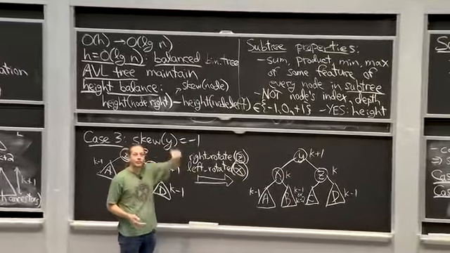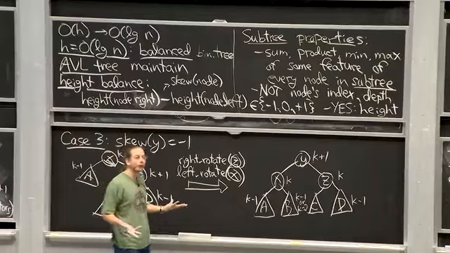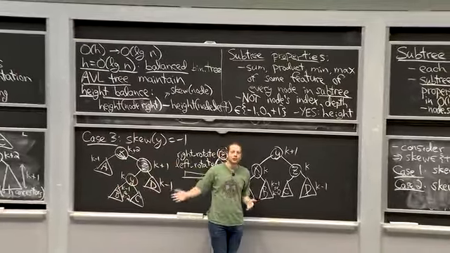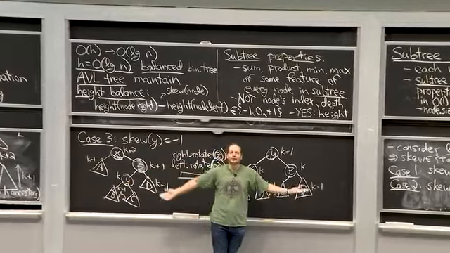And after order h operations, we will have restored the height balance property, which means all the way through h equals order log n. And so all of our operations now are magically order log n.